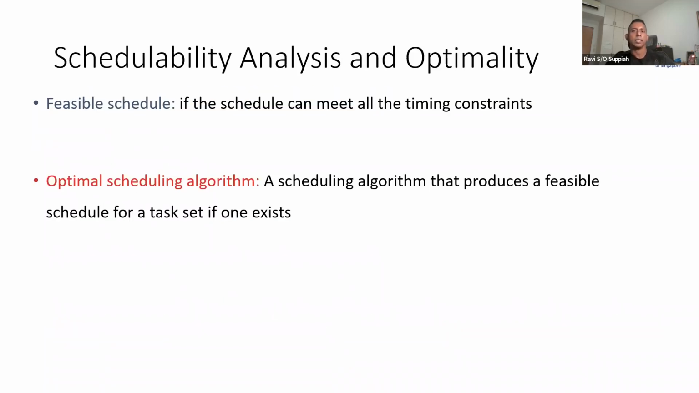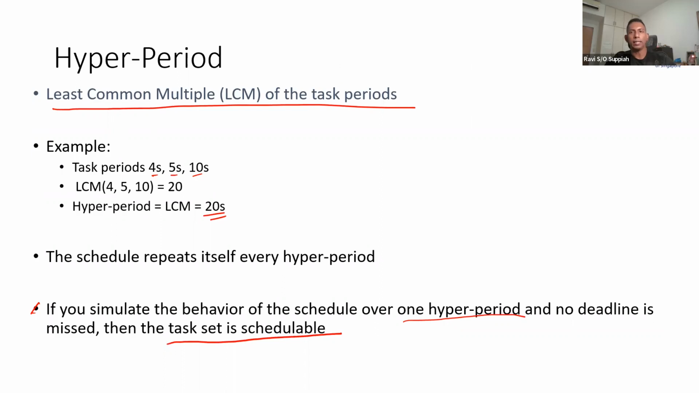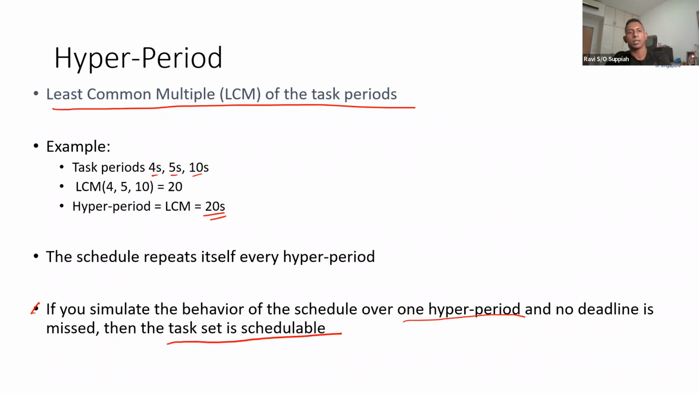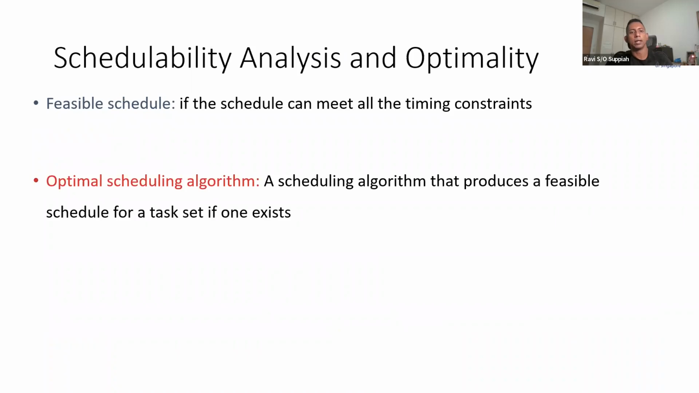Of course, it is not so ideal to keep drawing all these blocks for so many different tasks and trying to analyze. So of course, we want to have an easier, more mathematical way of understanding this. That is where the next part comes in. We're going to look at the concept of the feasible schedule and optimal scheduling algorithm. So what is the feasible schedule?